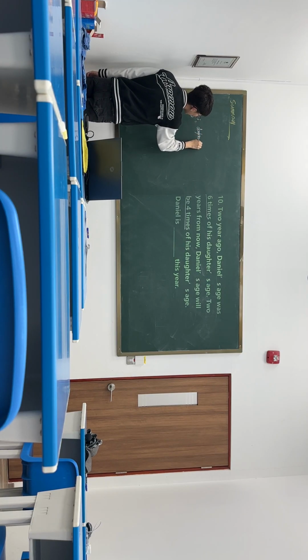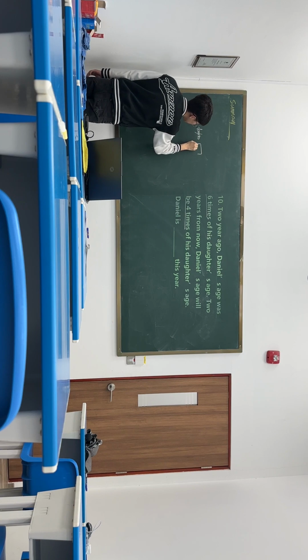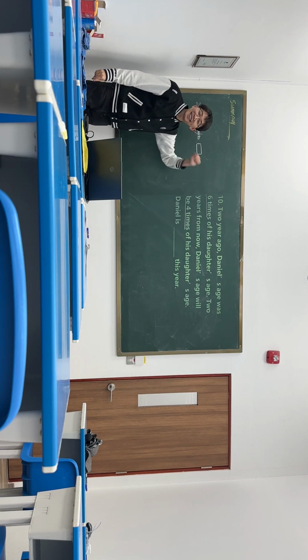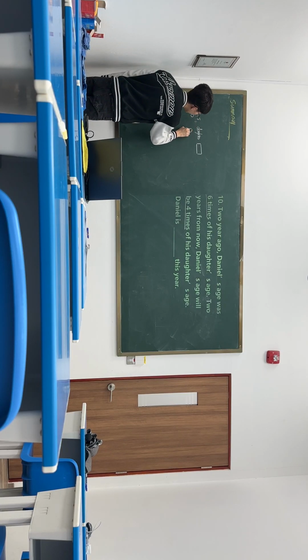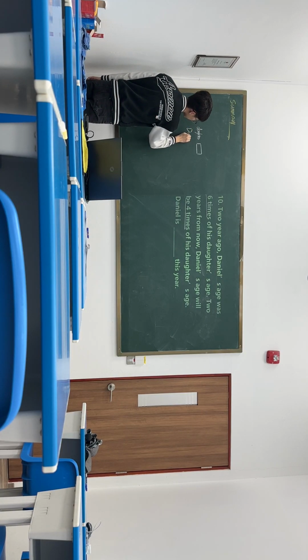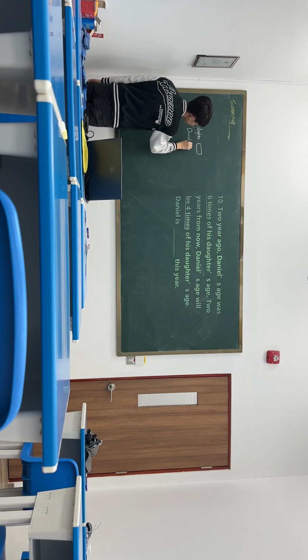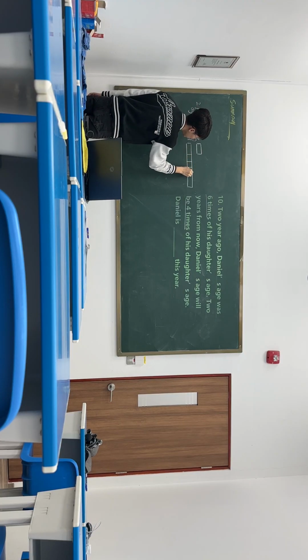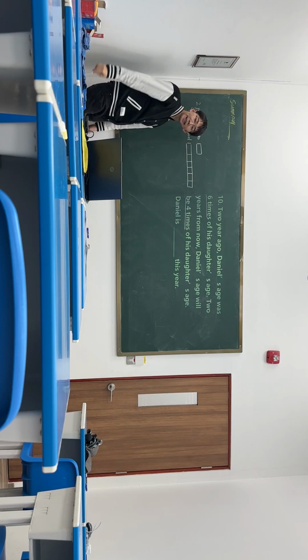The daughter, let's say you have 1 unit. Then, how many units would Daniel have? Daniel will have 6 units. So Daniel will have 1, 2, 3, 4, 5, 6 units.